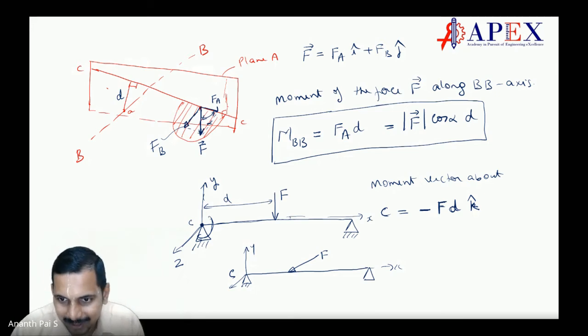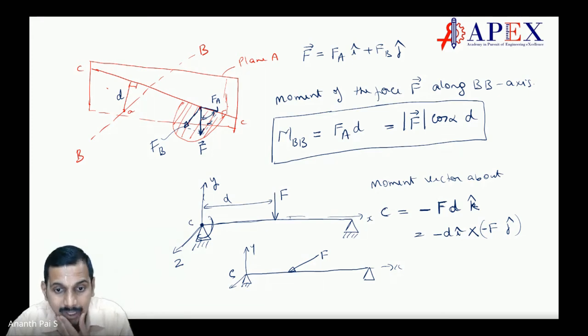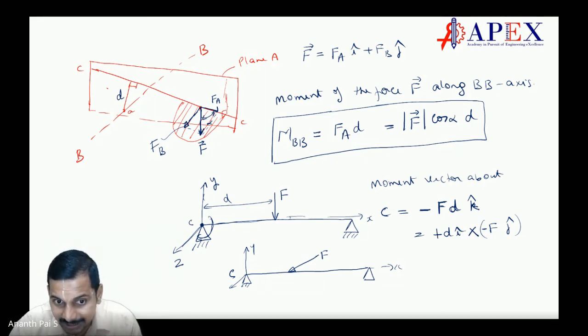So when you have to draw this, how will you say it? You will say minus d i crossed with F magnitude into minus j. D is along x, I'm sorry, plus d i minus F j, correct students? What is that? That is this. Make sense? So that is F d into k, since i crossed with j is k. Correct.